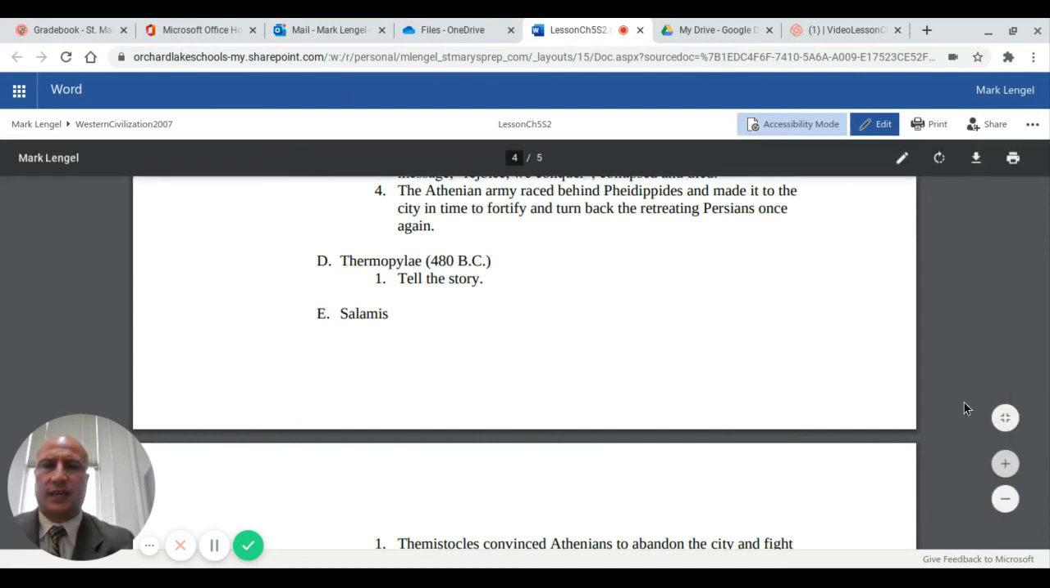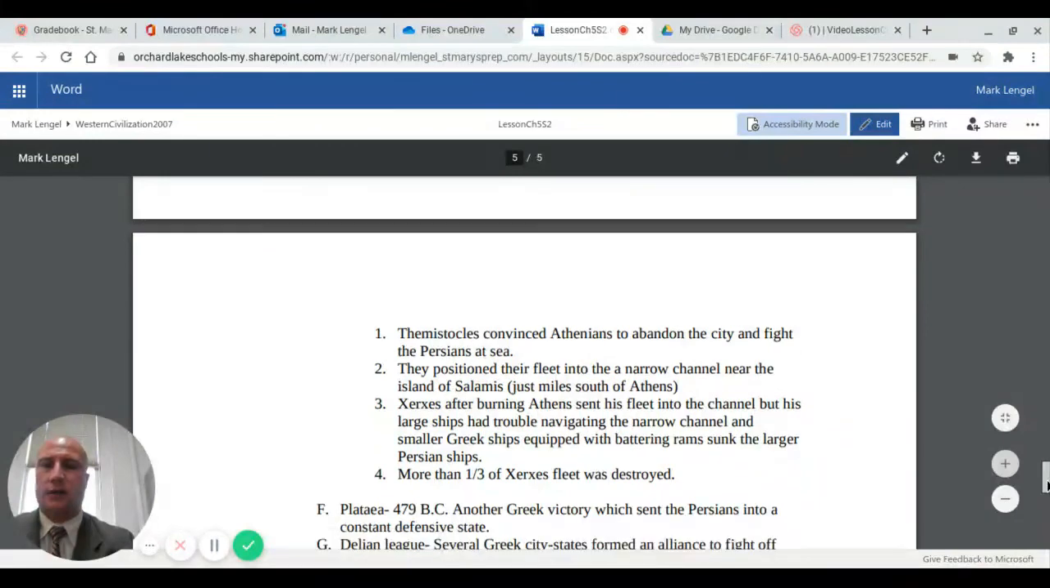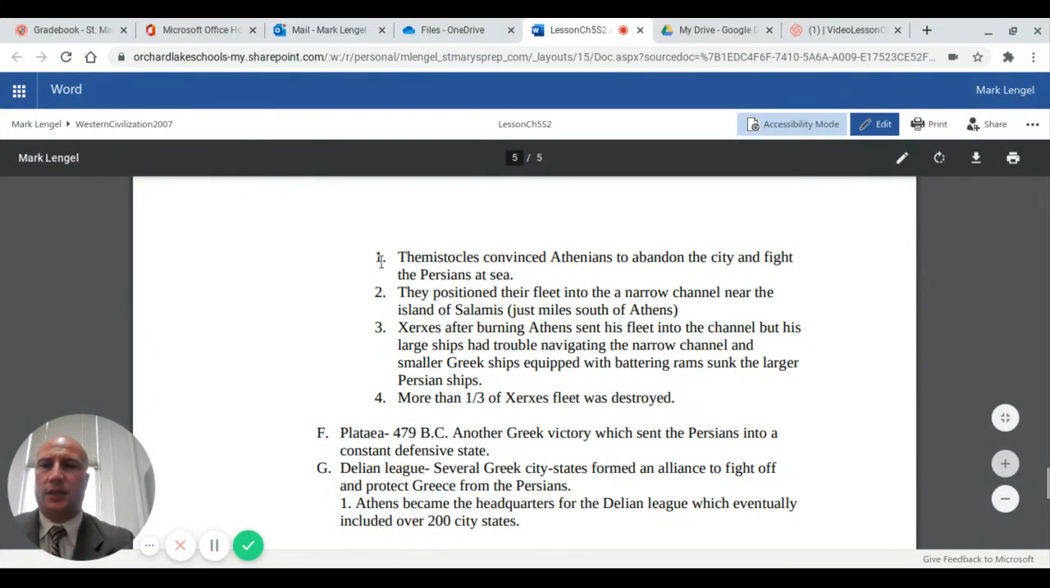You have the Battle of Salamis, which was a very important battle fought at sea. It's a naval battle in which a key Athenian leader named Themistocles defended against a Persian attack by Xerxes, in which more than 1/3 of Xerxes' fleet was destroyed.